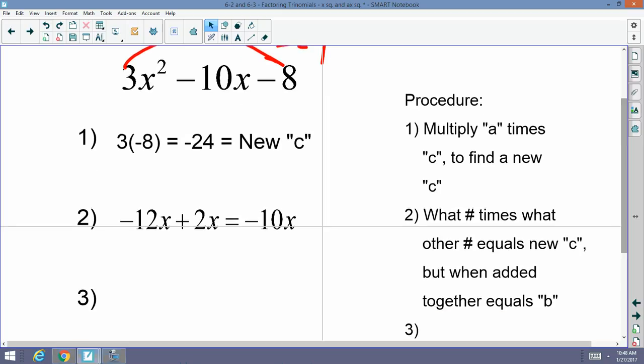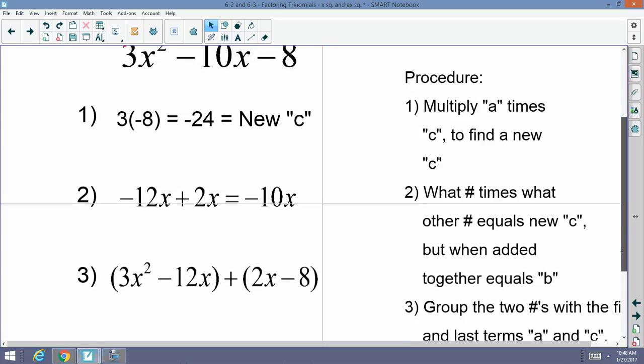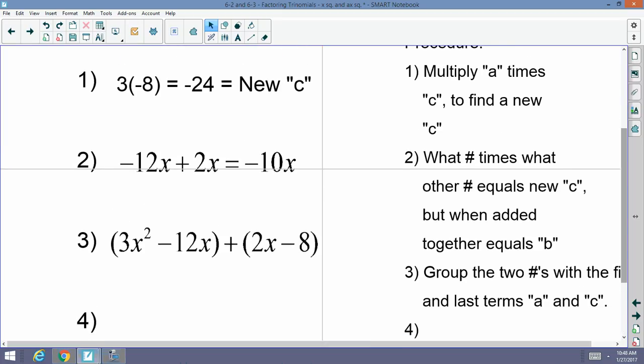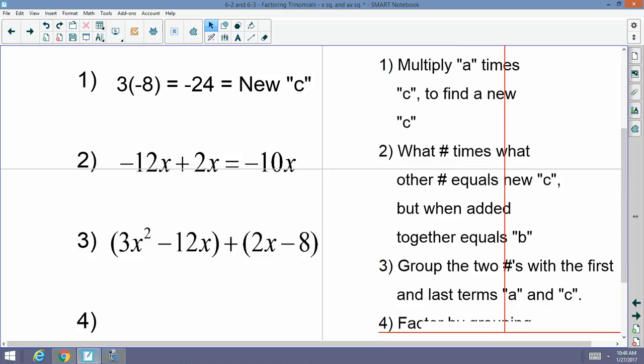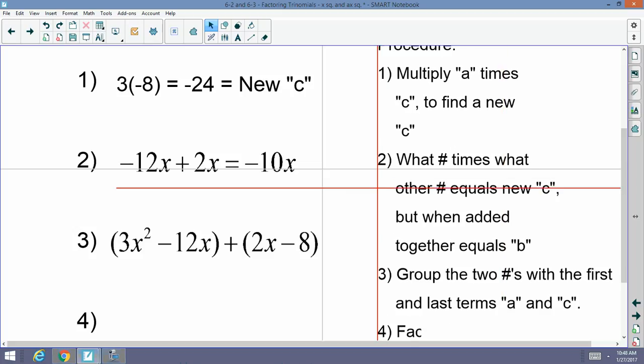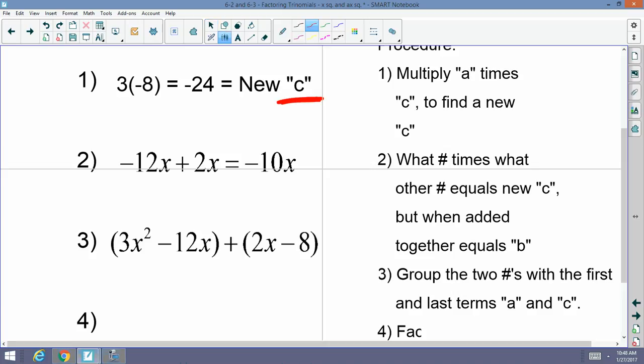Then, step 3, you can group the two numbers. I don't like this method. You can group the two numbers with the first and last term, A and C. So, you found your new C. You said what times what is the C, but when added together is the B. You got negative 12 and 2x.